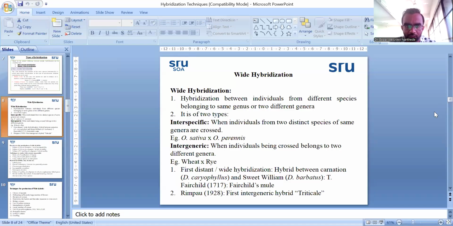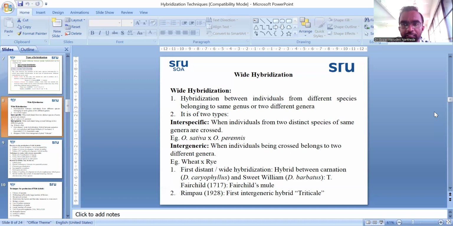What is meant by wide hybridization? It is hybridization between individuals from different species belonging to the same genus, or crossing between individuals from two different genera. It is of two types. The first is interspecific, where two individuals from two distinct species of the same genus are crossed together. For example, Oryza sativa crossed with Oryza perennis.